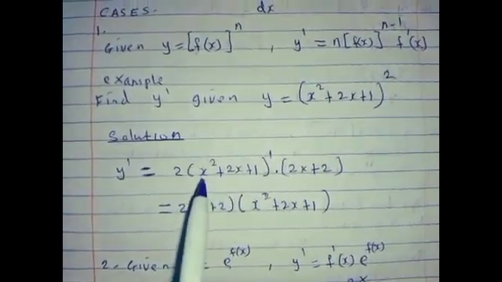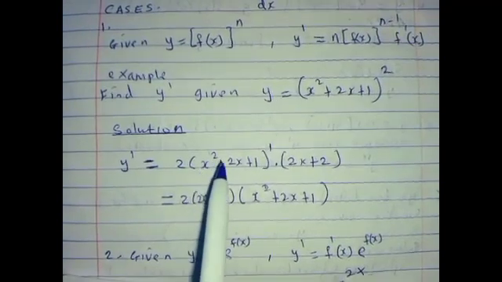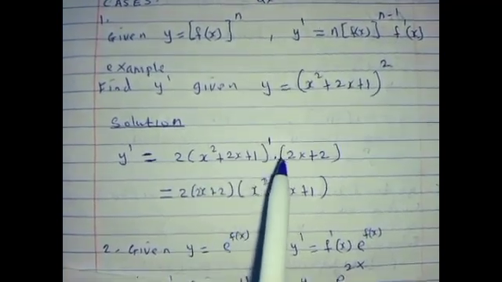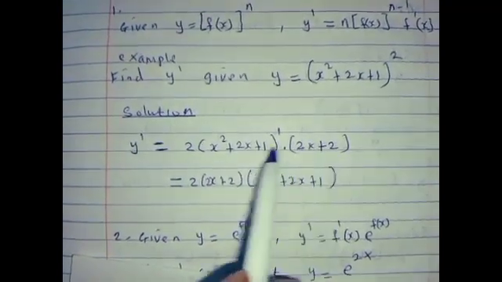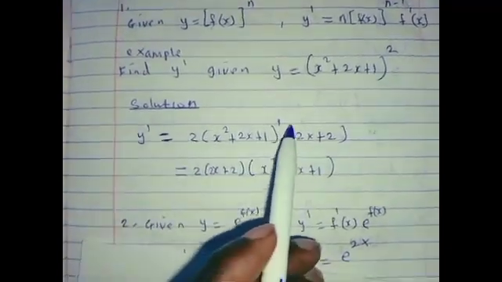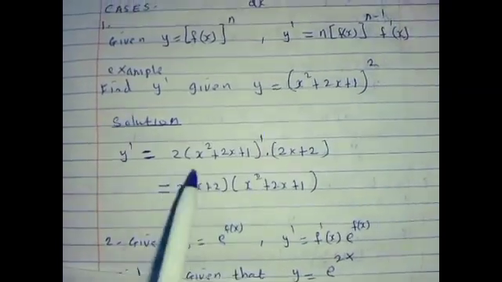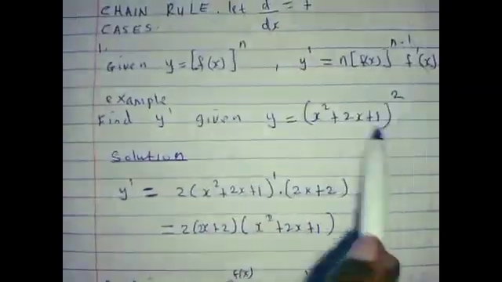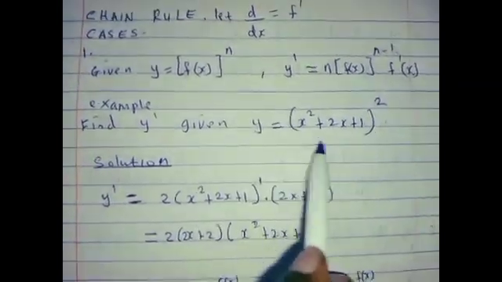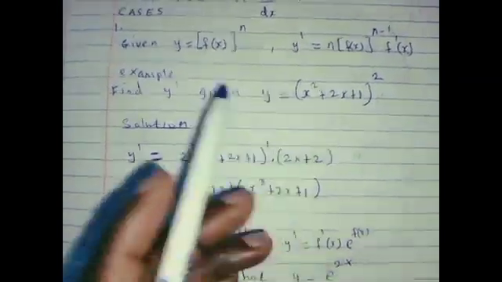When we differentiate x squared with respect to x, we get 2x. When we differentiate 2x, we get 2. The derivative of 1 is 0, so we multiply by that function. That is how we can apply the chain rule to get the derivative of a function like this using the power rule and the chain rule.